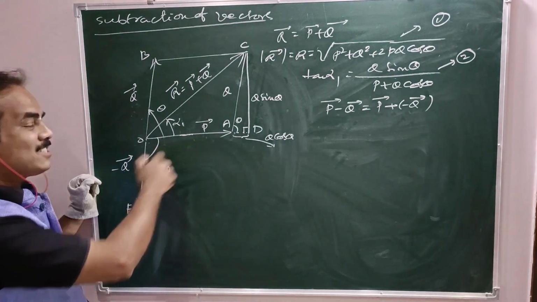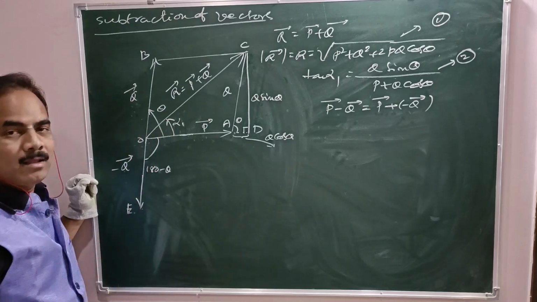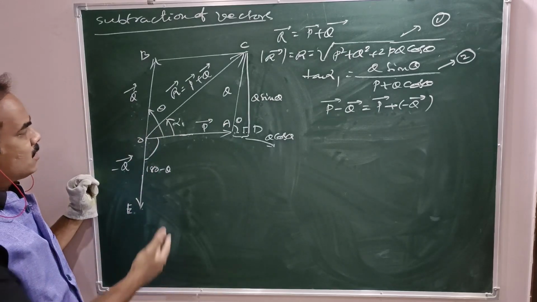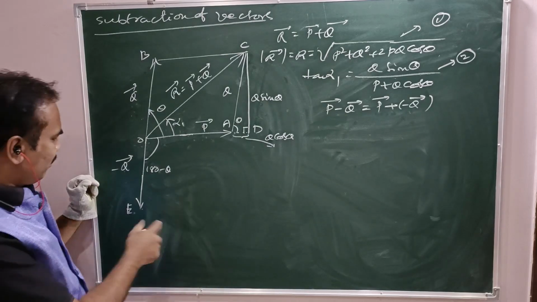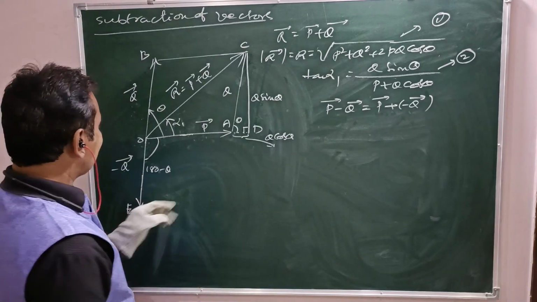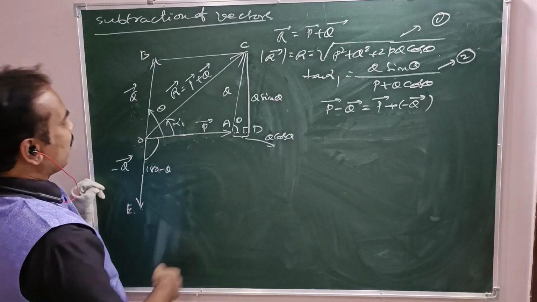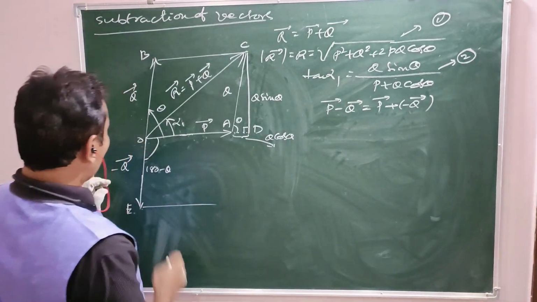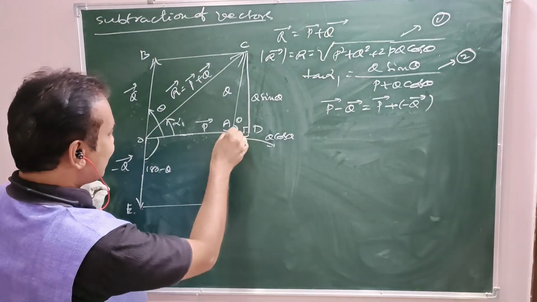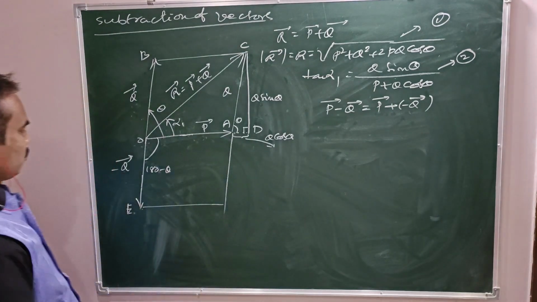These two are adjacent sides of a parallelogram drawn from the same point O. Now close the parallelogram to get the remaining two sides also. Close this parallelogram like that: parallel to p bar, one side here; parallel to minus q bar, one more side here; one more side. Alright.